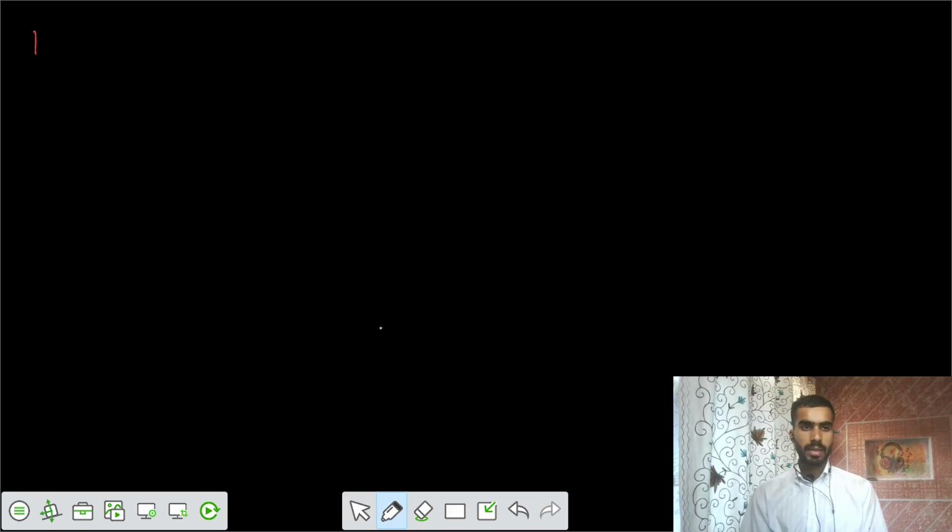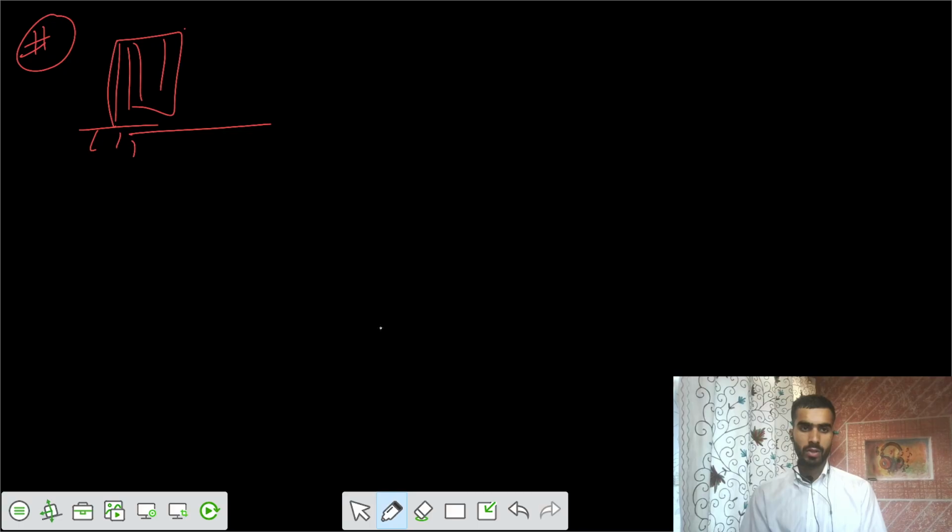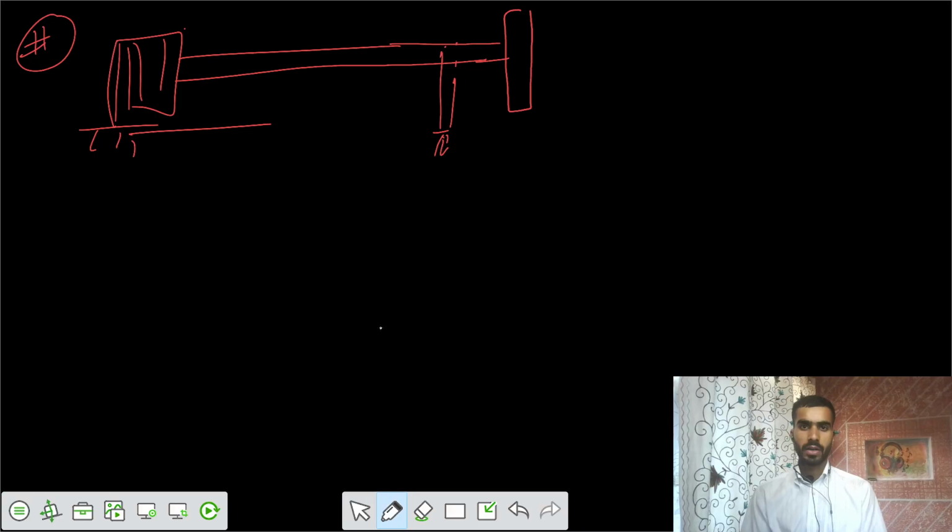So the problem is that you have some motor, and it's connected to the shaft, or we can say shaft is connected to the motor. There is some support also here. After that we have some gear installed here. There might be some machine or device. So we have some gear.